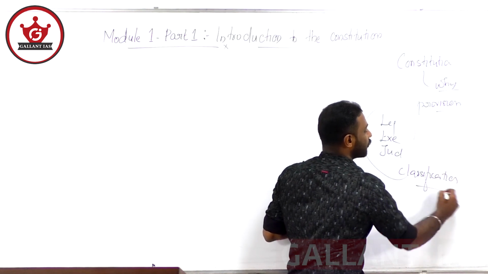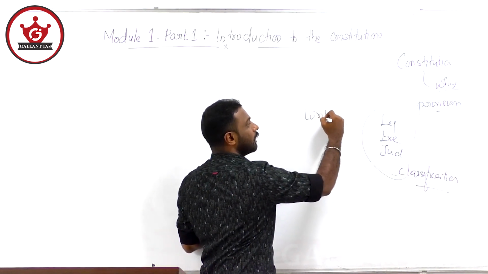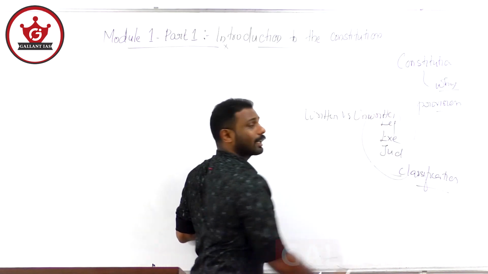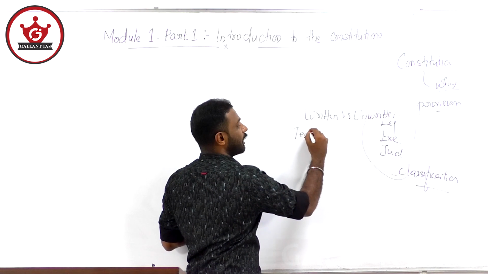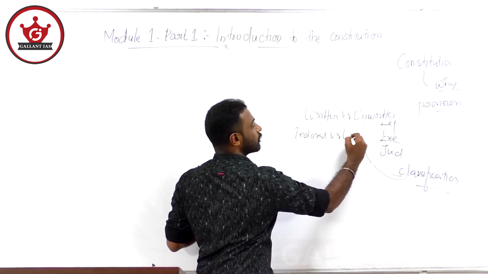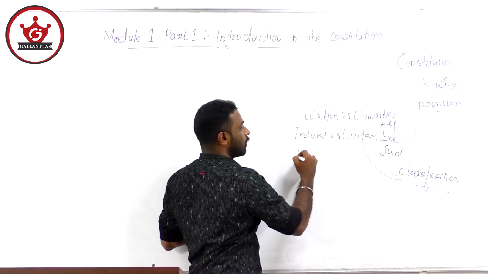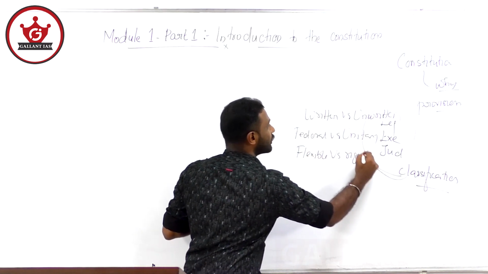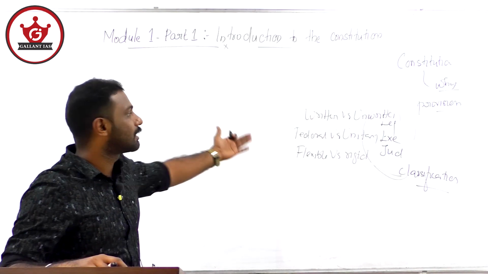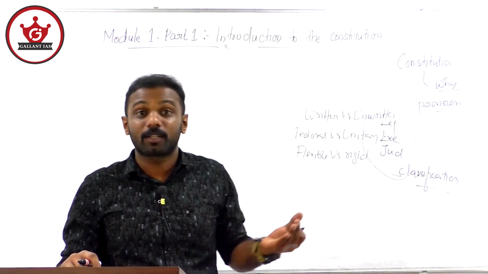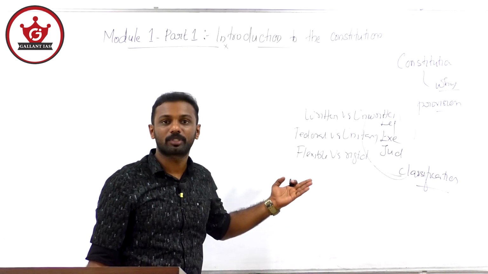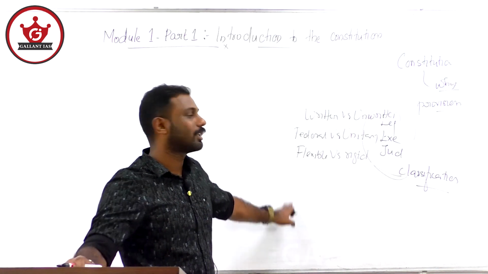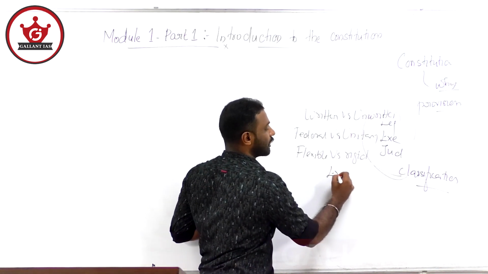We can classify the constitution into written and unwritten constitutions. We can classify the constitution into federal and unitary constitutions. We can classify the constitution into flexible as well as rigid constitutions. So in this very first chapter, we will learn what a written constitution is, what an unwritten constitution is, what a federal or unitary constitution is, and what a flexible and a rigid constitution is, with suitable examples.